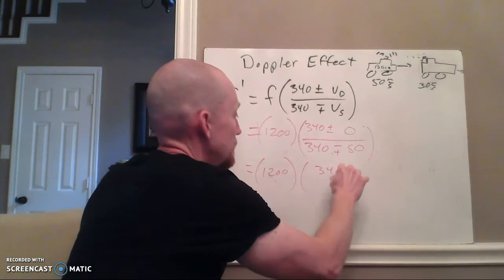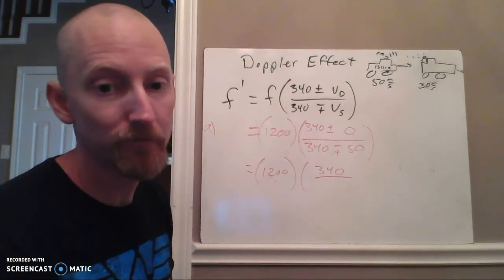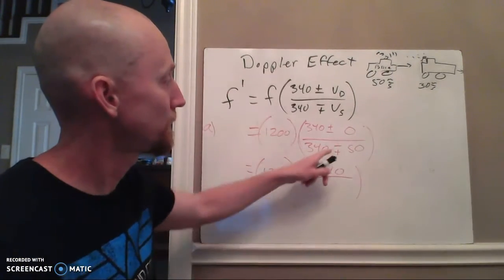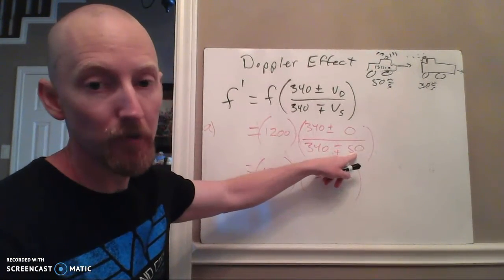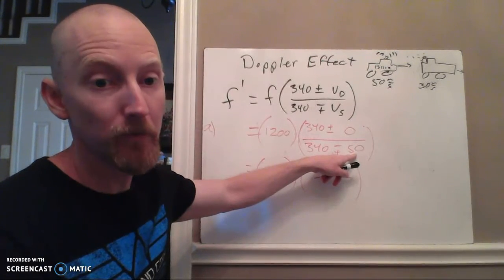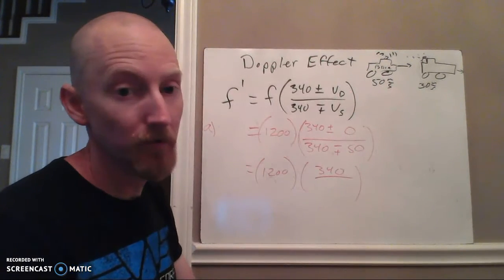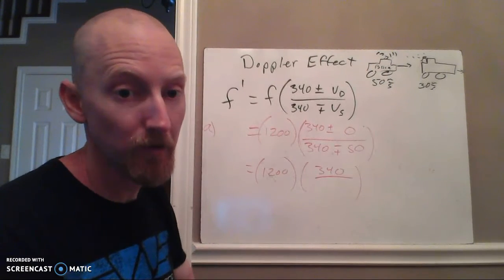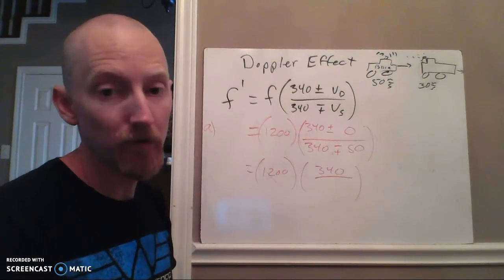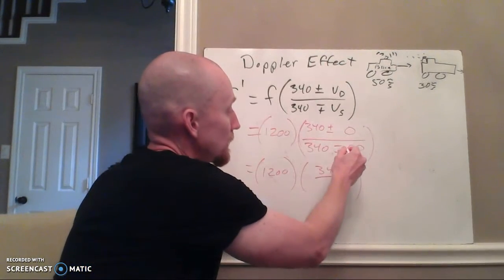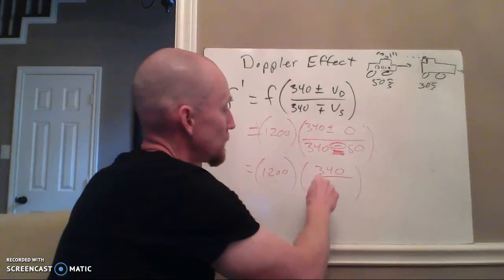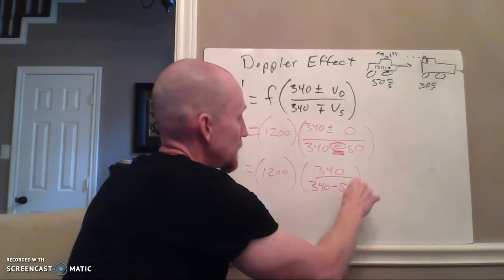So on the top, you just have 340. The bottom, this is the source. That would be the cop car. Is the cop car coming towards you, or is it going away from you? Well, cop car in this sense is coming towards you. If you read the problem, the cops are coming at you. And so the top sign down here would be this minus sign. So we're going to use the minus sign. So it'll be 340 minus 50.